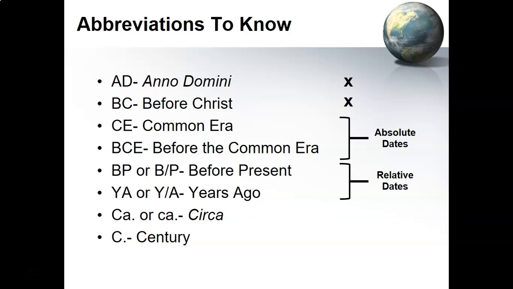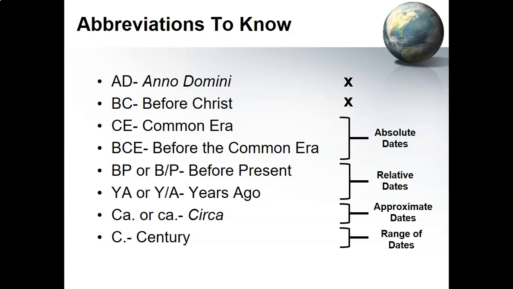Relative dates, meaning years relative to now, and then approximate dates must have circa, whether they're absolute or relative. You have to put that before the date if you're given a ballpark. And the most common way we see range of dates is with century.